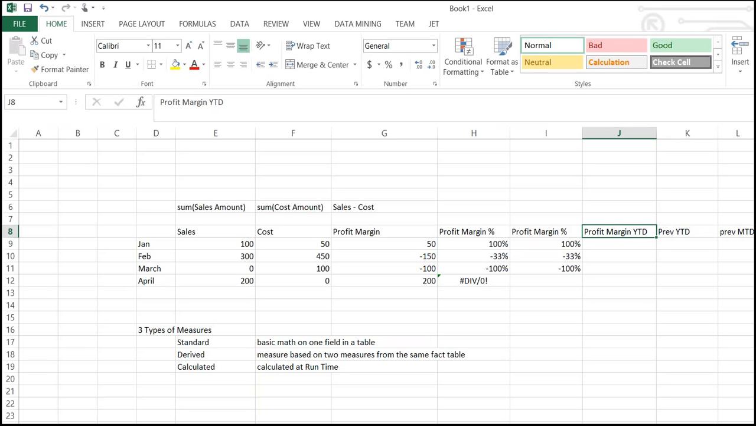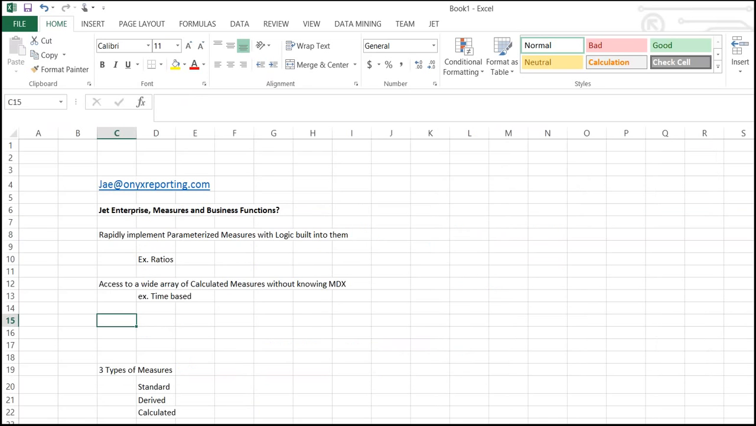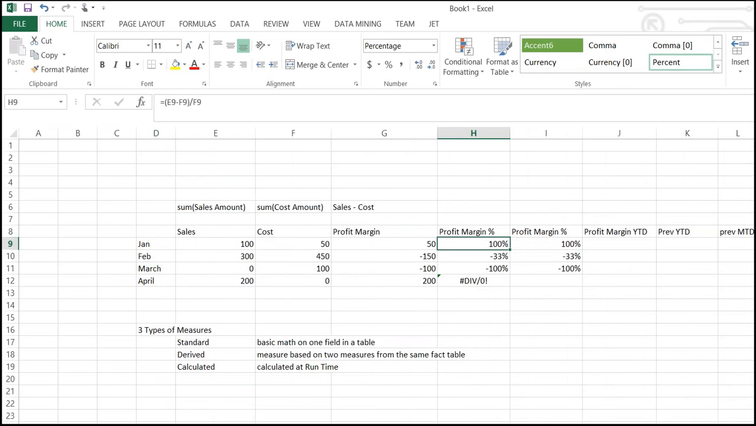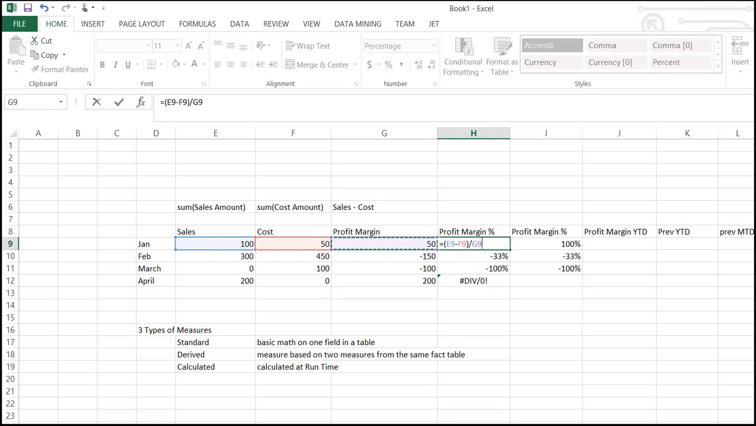Okay. So that's the bit on calculated measures. Now, getting back to our business library. I mentioned that we'll use our business library for ratios. Okay, talk to me about ratios. Let's consider profit margin percent. What is profit margin percent? Well, profit margin percent is sales minus cost divided by cost.